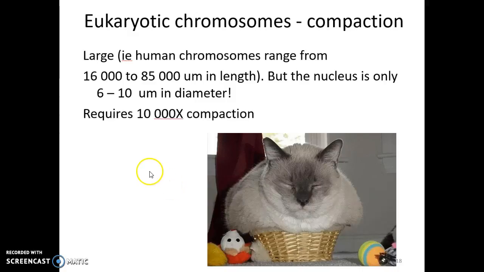So in humans, for example, our chromosomes, or our DNA molecules more accurately, range in length from 16,000 to 85,000 micrometers, chromosome 1 being the largest. The nucleus itself is only 6 to 10 micrometers in diameter. So we have to pack all this material, on average, 10,000 times smaller in order to fit it into the nucleus. And how do we do that? We do that by organizing it into chromatin.